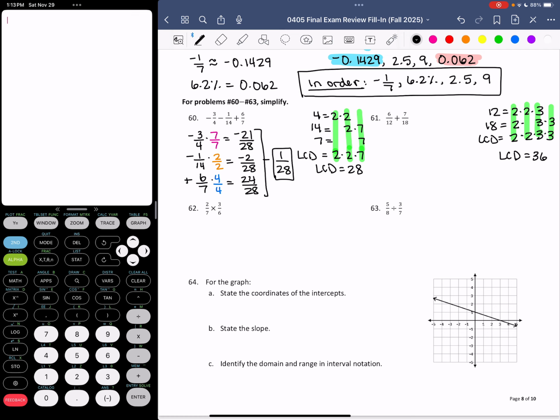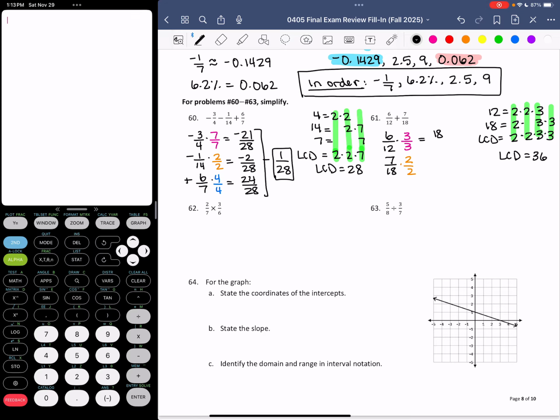I think it is. Yeah, 36. Okay, so 6/12 and then 7/18, both positive, right? So this one we're going to multiply by 3/3. And then this one we're going to multiply by 2/2.